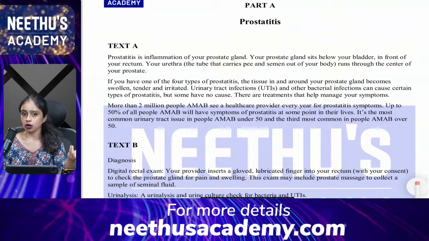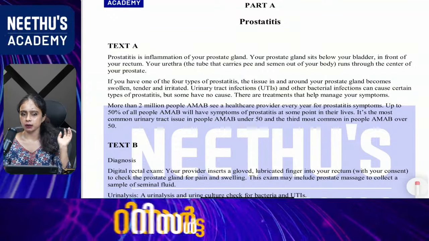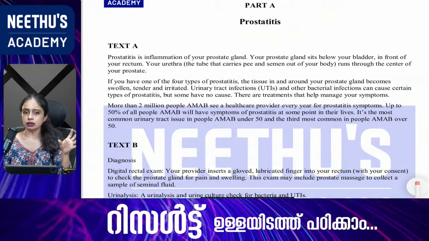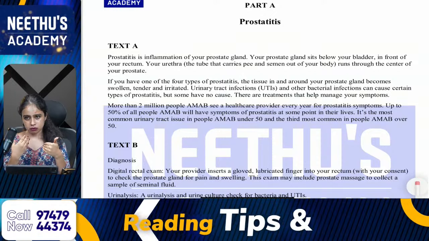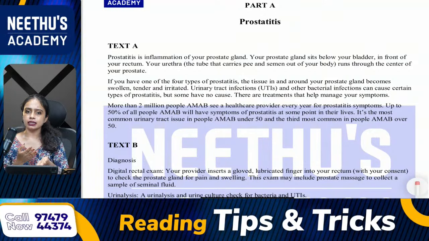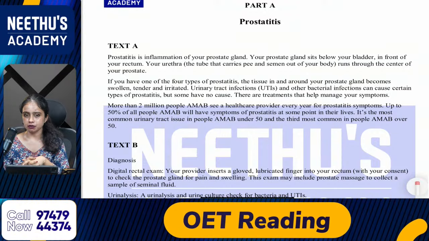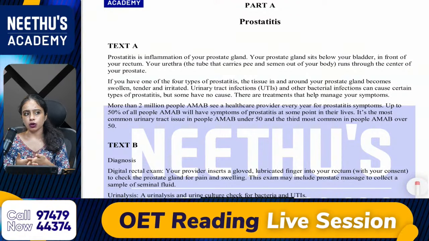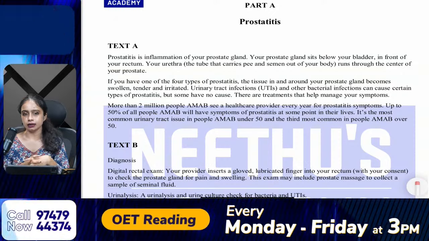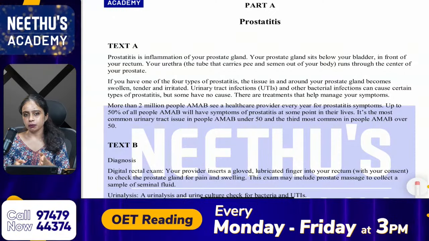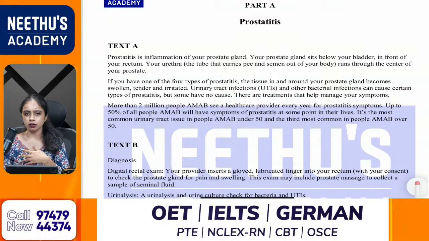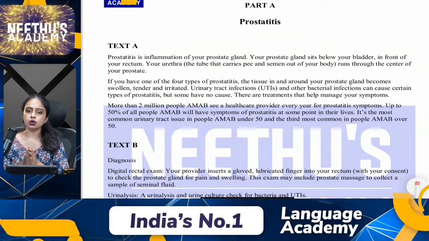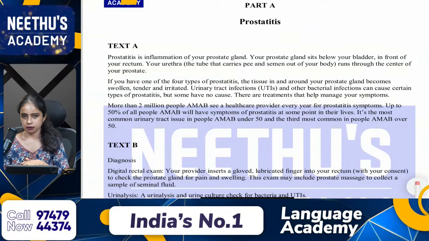Not always, but 95% of the time I can say text A will be about a particular disease condition: definition, symptoms, etc. Text B is all about the identification process, the procedure of identification, or maybe the medicines used for this particular disease condition. And one text will definitely be a pictorial, maybe a chart, a table, a diagram, or statistics.